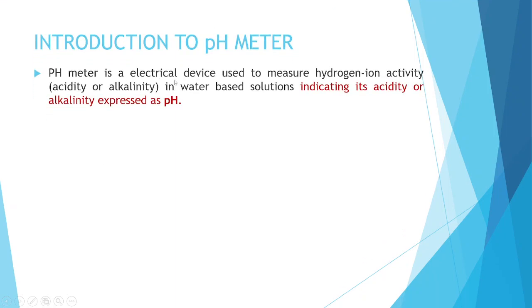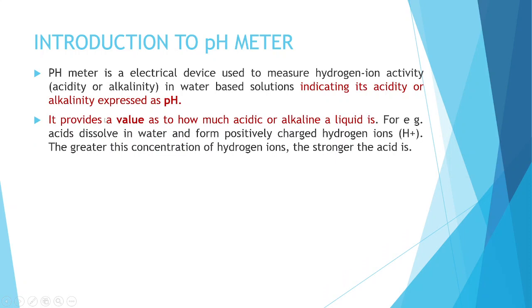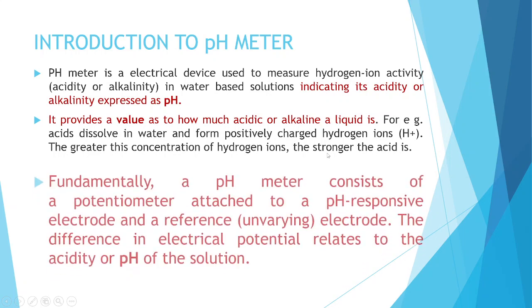A pH meter is an electrical device used to measure hydrogen ion activity, acidity or alkalinity in water-based solutions, expressed as pH. It provides a value as to how much acidic or alkaline a liquid is. For example, acid dissolves in water and forms positively charged hydrogen ions. The greater this concentration of hydrogen ions, the stronger the acid is.